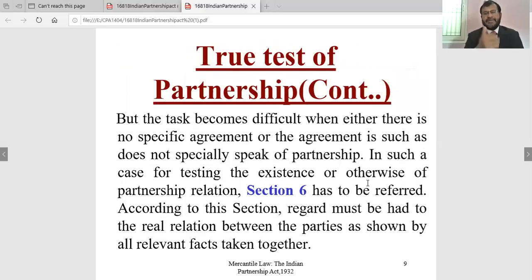But the task becomes difficult when either there is no specific agreement or the agreement does not specifically speak of partnership. In such a case, for determining the existence or otherwise of a partnership, Section 6 has to be referred to. According to this section, regard must be had to the real relation between the parties as shown by all the relevant facts taken together.